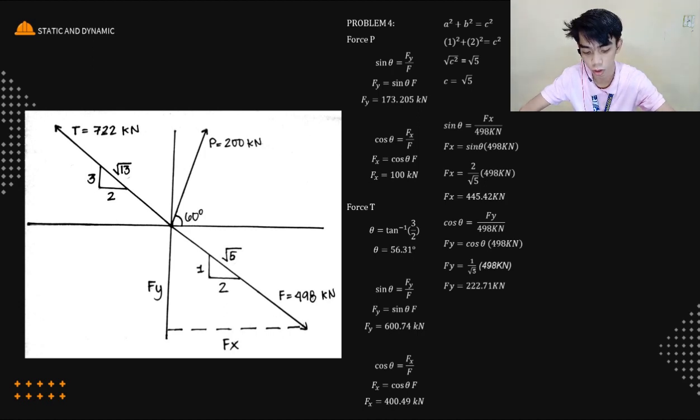So, F of Y is equal to sin theta F. The answer is 222.21. Then the F of X of F is cosine theta F. The answer will be 445.67.